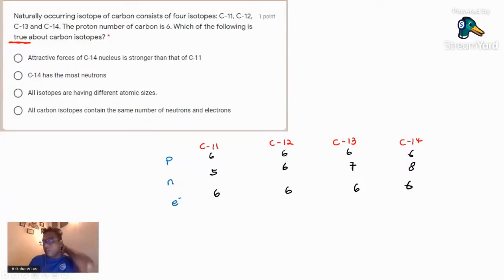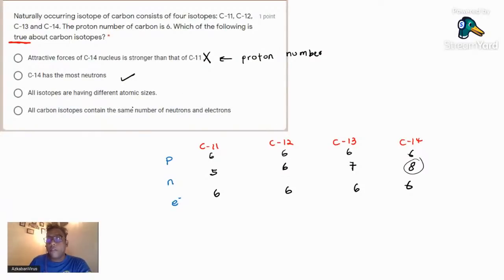Okay, so the first one. Attractive force of carbon 14 is stronger than carbon 11. So what you have to know here is attractive force ini bergantung kepada proton number. Okay. Proton number. Since proton number dia sama, so statement ini salah. Carbon 14 has the most neutrons. Betul, dia ada 8 neutron kat sini.